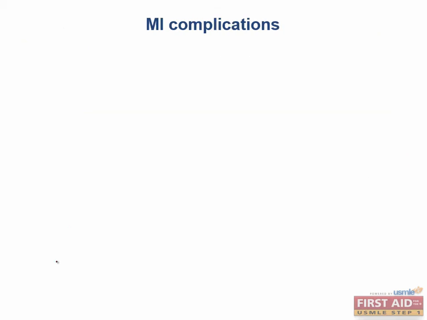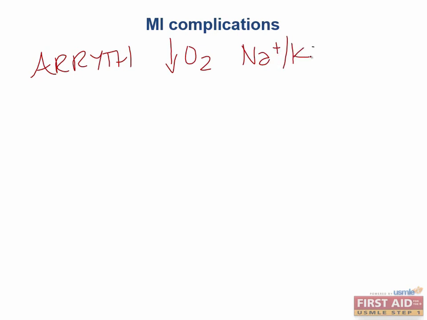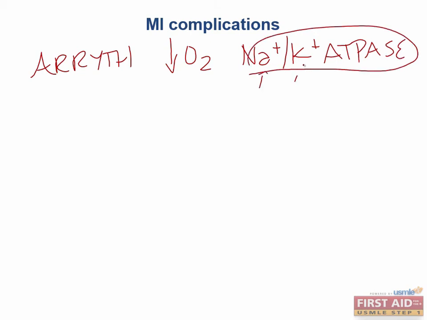We have already discussed a lot of these MI complications. It never hurts to hear some of these one more time. We always need to be worried about arrhythmias because very low oxygen levels disrupt the pumps that are very important in maintaining normal ion concentrations around these cells. So dysfunction of the sodium potassium ATPase can lead to very high levels of extracellular potassium, and this can predispose your risk for arrhythmias.